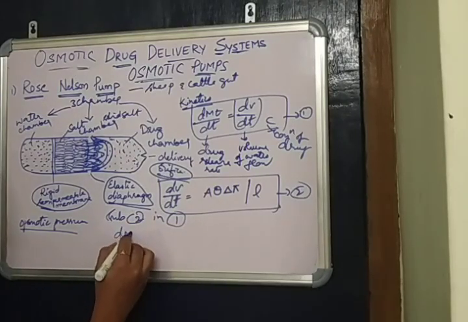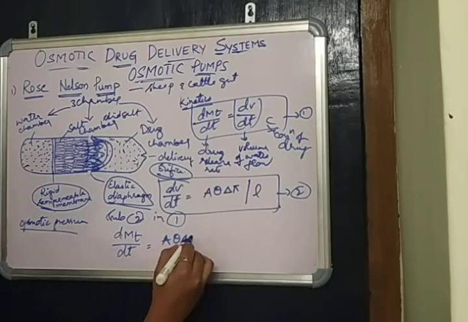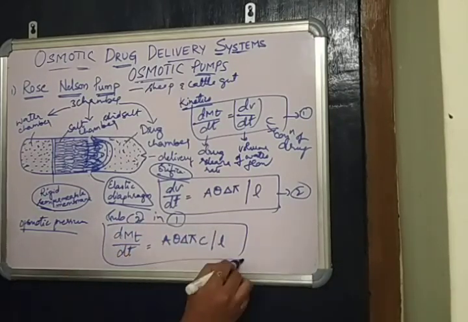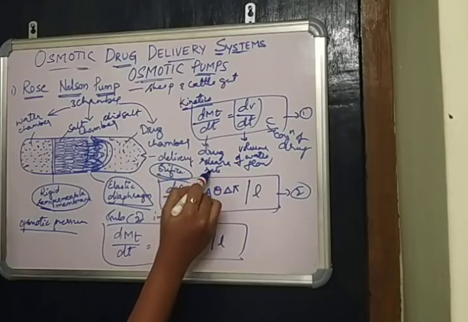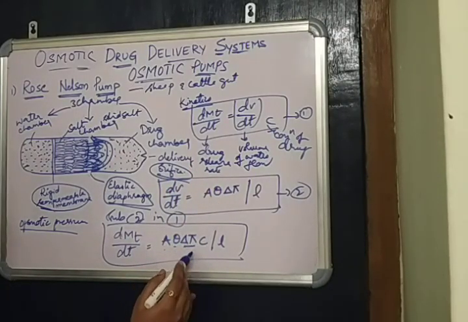By that we get the equation dMt/dt = AθΔπ C divided by L. This dMt/dt is the drug release rate, A is the area, θ is the permeability, Δπ is the difference in osmotic pressure across the two sides of the semi-permeable membrane, C is the concentration of drug, and L is the thickness.